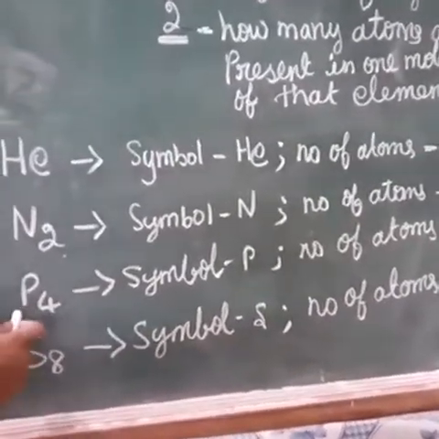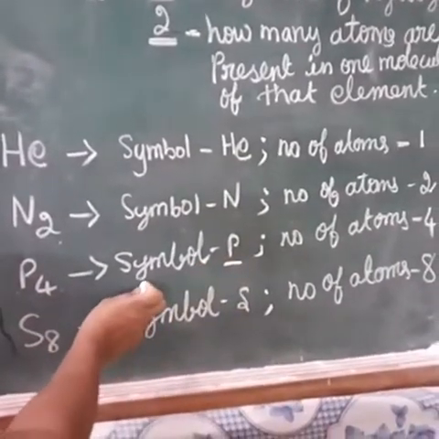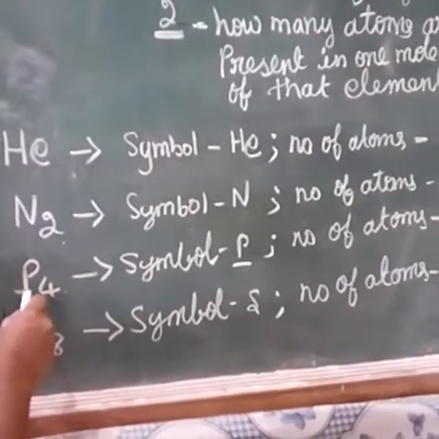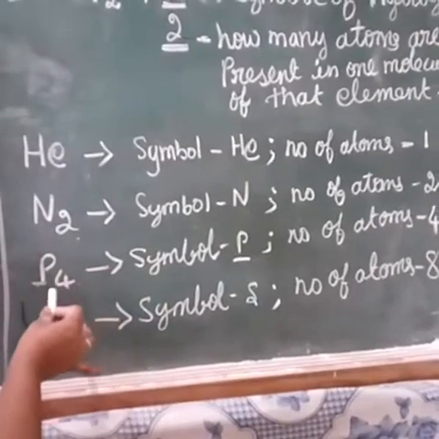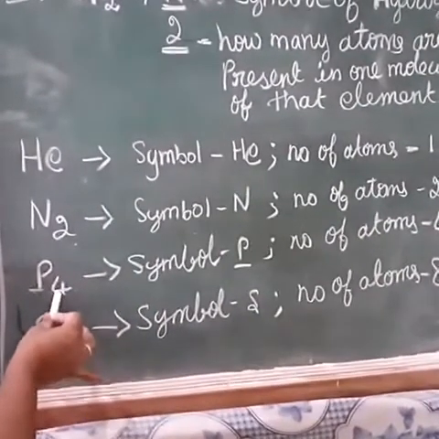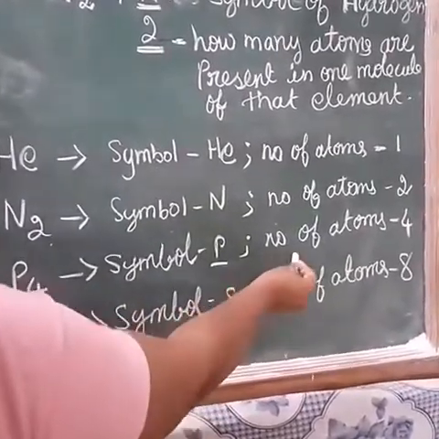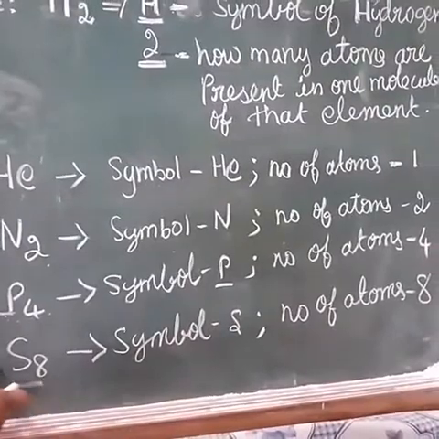Once again I repeat this. P is the symbol of phosphorus element. And this symbol P shows that it contains atoms of phosphorus only. And this number 4, which is written in the subscript, shows that there are 4 atoms in each molecule of phosphorus.